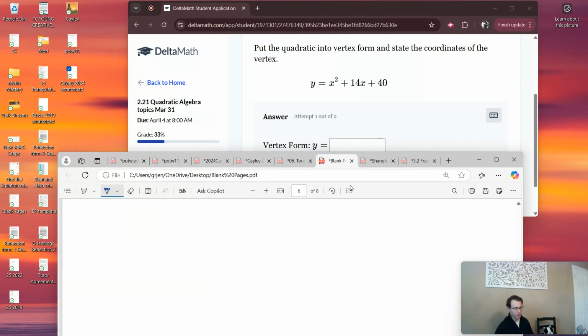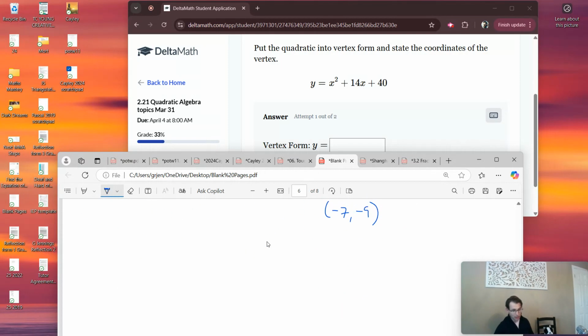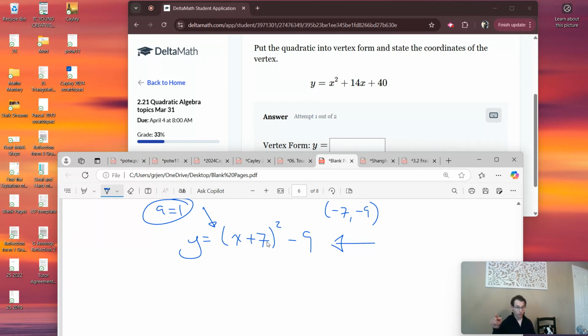Okay, so what do we do? We now know the vertex is -7, -9. So we need to write it in vertex form. That would look like this. Y equals, or f of x equals, (x plus 7) squared minus 9, because that one's a sign flipper. That's the vertex form of this quadratic. And the a value equals 1, because the a value never changes when you change the quadratic to different forms.